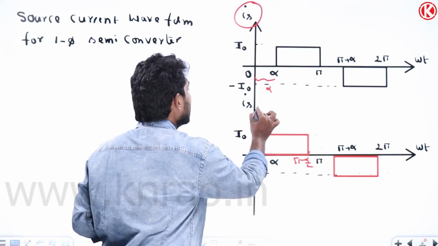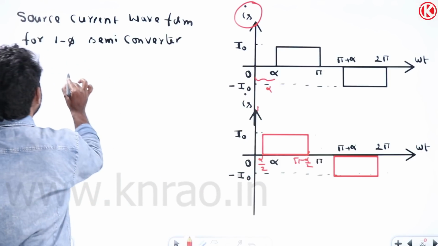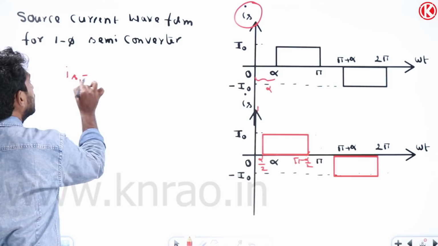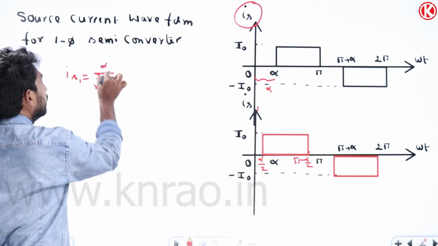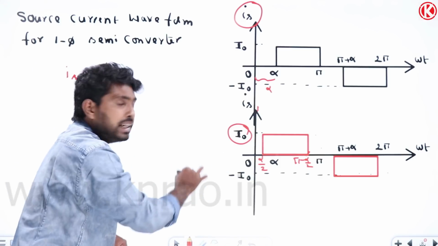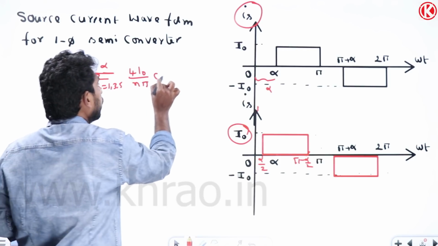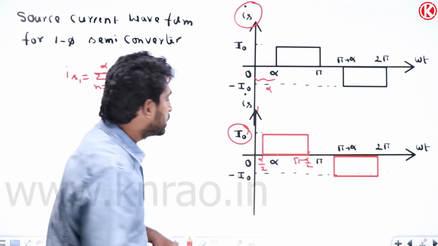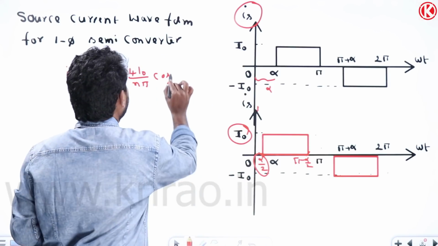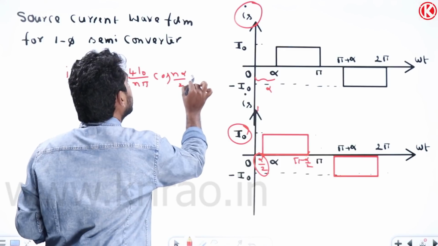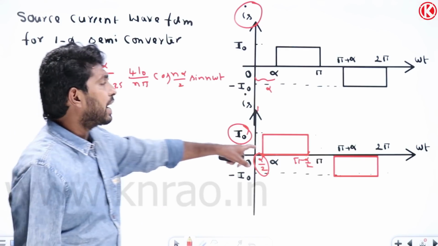We know the expression for this, right? Let me write this as IS1. First I will write for IS1, after that I will write for IS. So IS1 equals sigma n equal to 1, 3, 5 to infinity, and this magnitude is I0, so it will be 4 I0 by n pi into cos. In place of alpha, we have alpha by 2 here, so we write cos n alpha by 2 into sin n omega t. So this is for IS1.